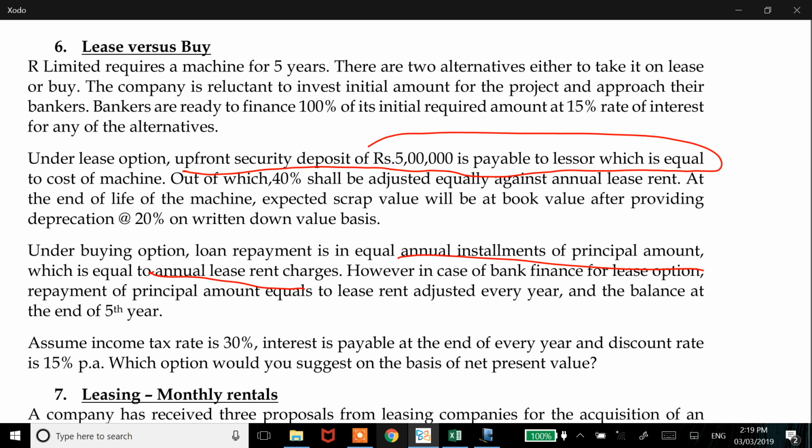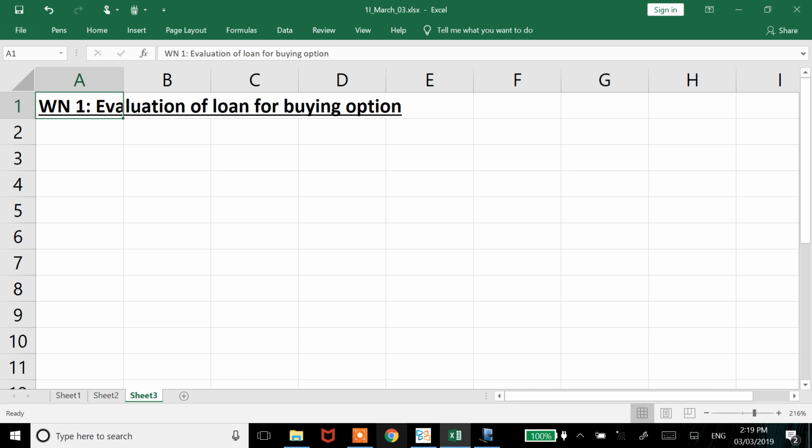Most probably lease will get rejected, because in lease you are creating a security deposit of 5 lakhs. You don't get any depreciation benefit, you don't get the salvage value benefit. There can be an upfront security deposit, but it can't be 5 lakh, it can be maybe a lakh or 50,000, that is fine. But a security deposit of 5 lakh is huge. So most probably it may get rejected. Evaluation of loan for buying option: nothing changes, it's the same as what we have been doing.